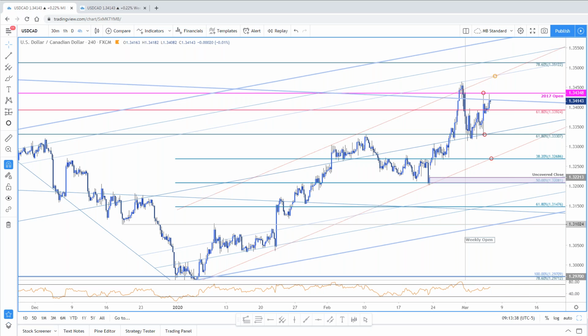Michael, what are the red circles on the chart? Thanks, Ted says. And what are the orange circles? Ted, welcome aboard. Great to see you in the room, sir.